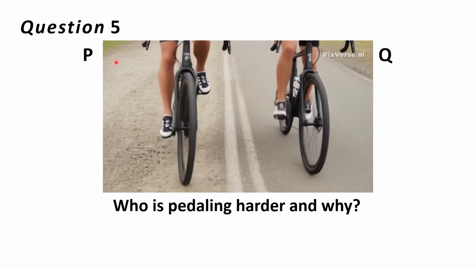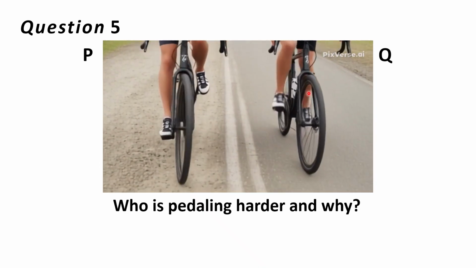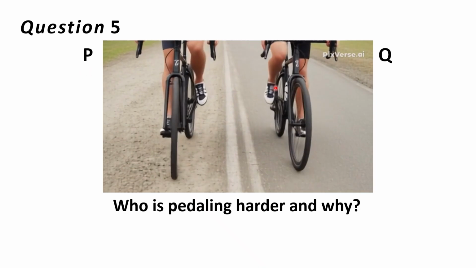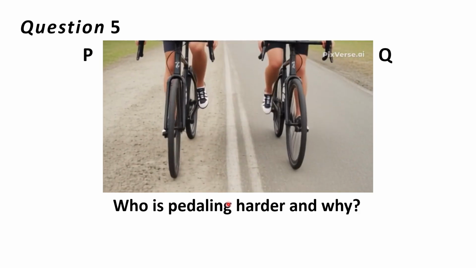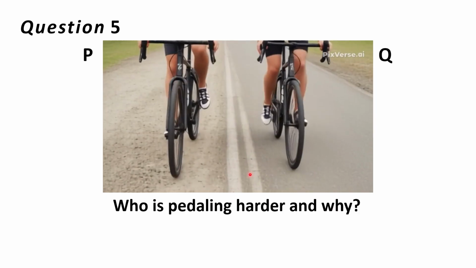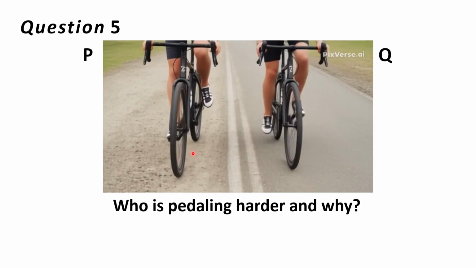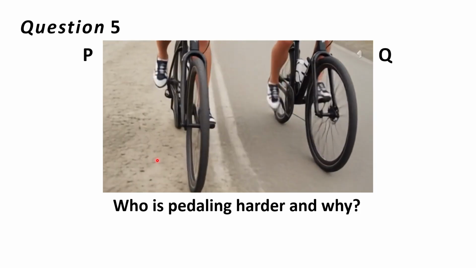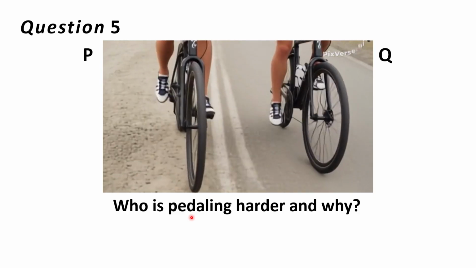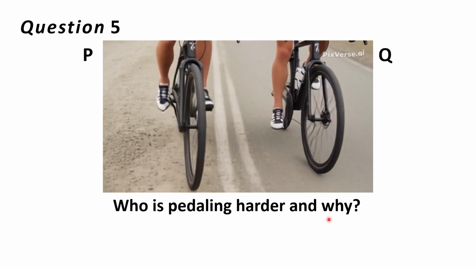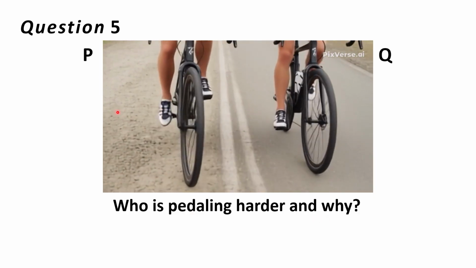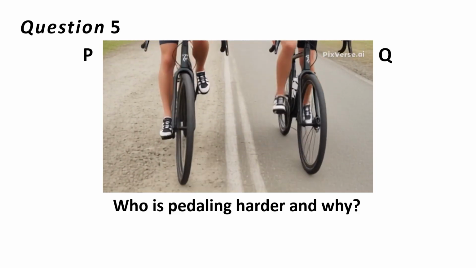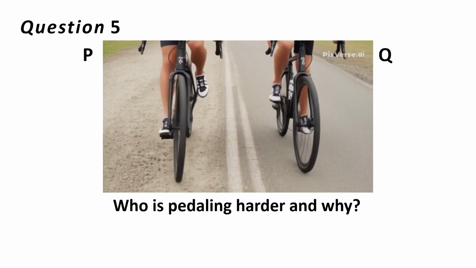Now you can see P and Q are cycling. Mr. P and Mr. Q are cycling. You have to write who is pedaling harder and why. They are moving at the same speed, as you can see in the video. So who is pedaling harder and why? Give a reason for your answer. P and Q both are cycling. You have to say who is pedaling harder.